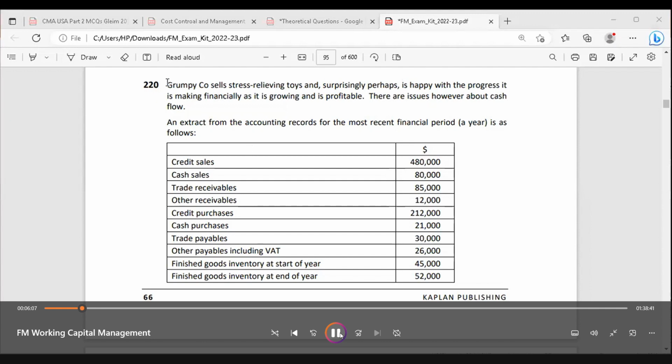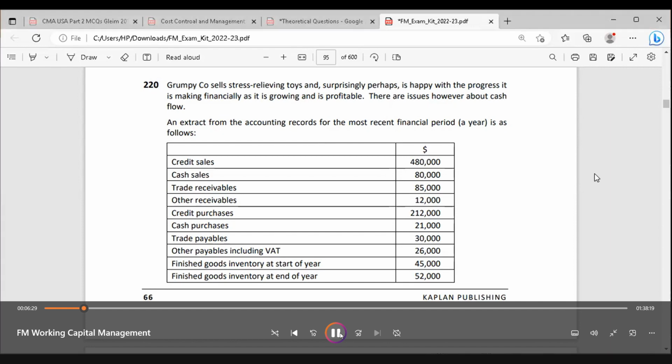With the progress it is making, I hope you're able to see it on the screen. Is it making progress financially? Yes, it is growing and it is profitable. There are issues, however, about cash flows. So we see an extract from the accounting records for the most recent period, as follows.